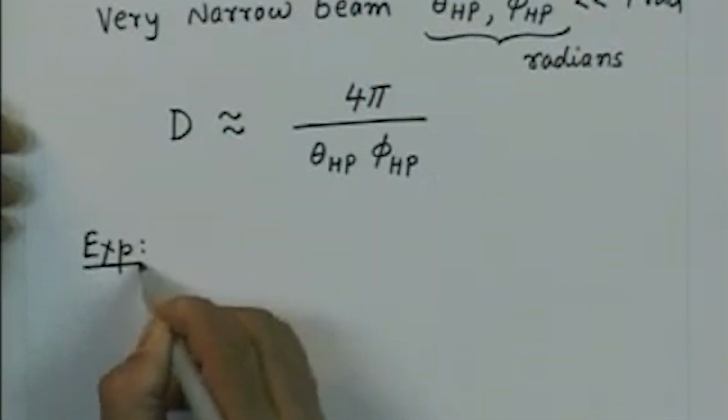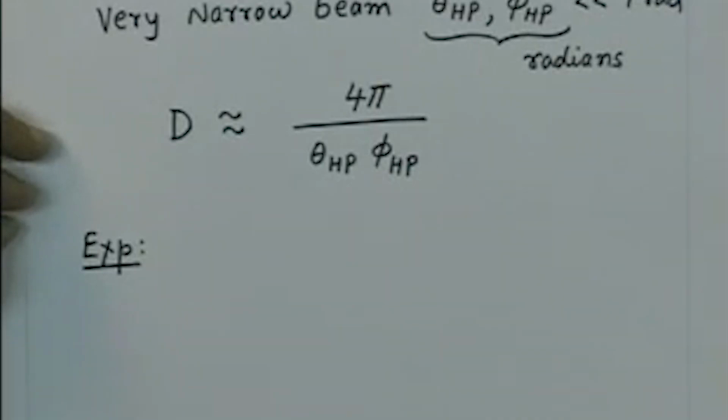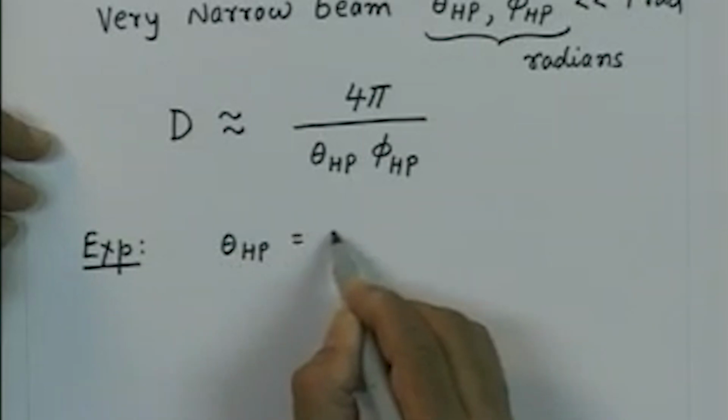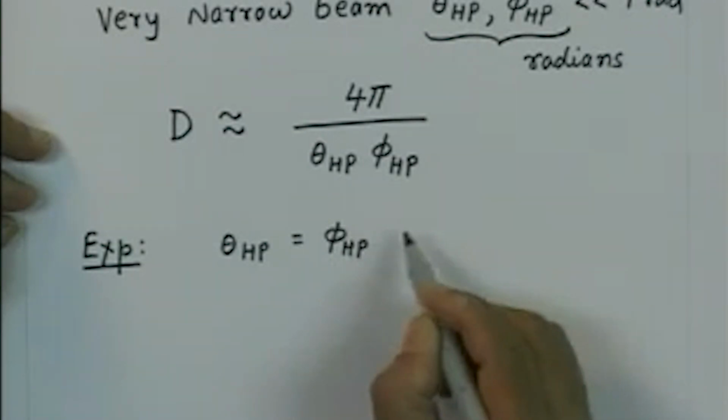Take a simple example, suppose I have an antenna which is having a half power beam width of 1 degree. So, let us say if I take a parabolic dish kind of antenna which gives me a half power beam width of 1 degree by 1 degree, it produces a main beam which is circular, and both of them are let us say 1 degree. So, as an example, just to get a feel for what kind of directivities are produced, let us say theta half power and phi half power are equal to 1 degree.